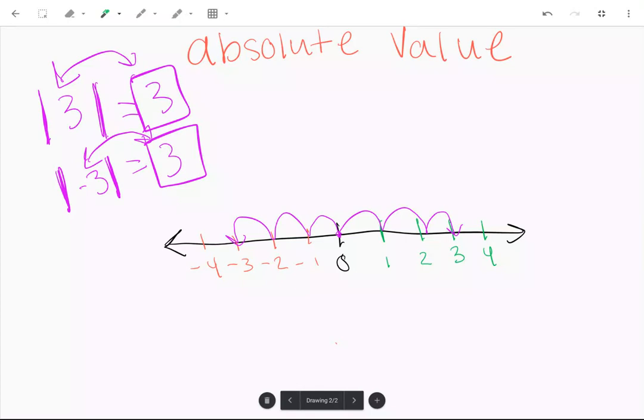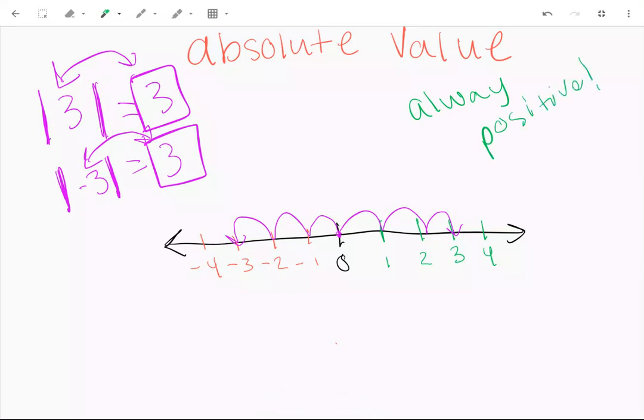Okay, so when we talk about the absolute value, remember it's always positive. That's one thing you have to remember. It'll make it so much easier. Okay, always positive. So if I would like to figure out what's the absolute value of -4, again, you're starting at 0 and you're counting to -4. It's 4 spaces away. So my answer would be 4.